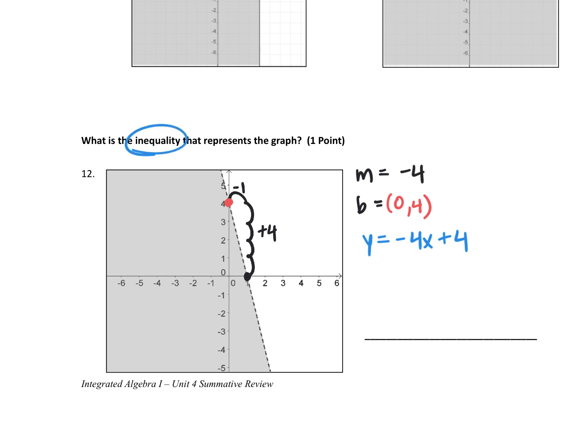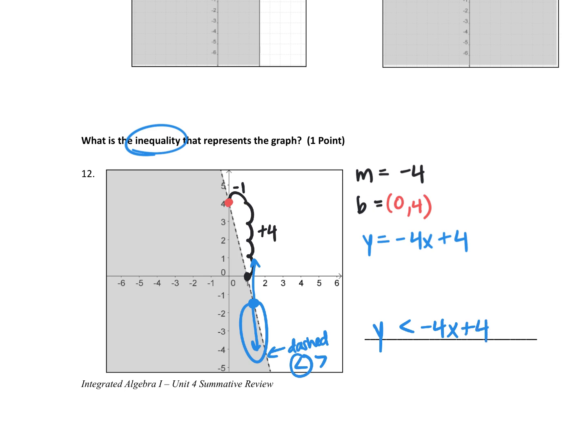But now I need an inequality. Since it is a dashed line, that means I will either use less than or greater than. But I just need to figure out, is the line being shaded below or above? I'll pick any point on the line. I'm going to pick this point. If I draw a line directly below or above, which one is being shaded? The one that is below. So it is going to be less than negative 4x plus 4. So I got y is less than negative 4x plus 4.